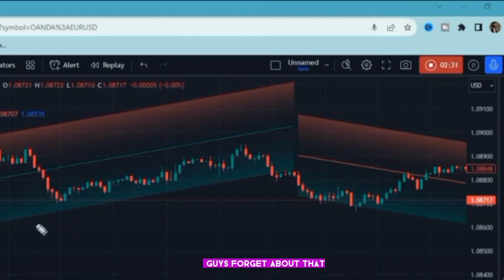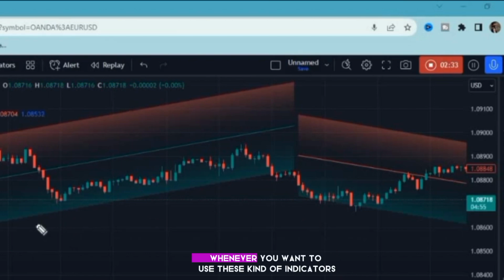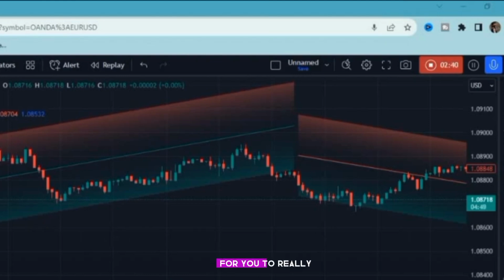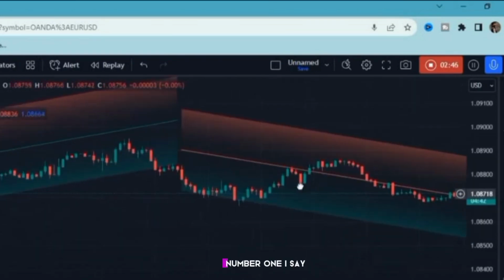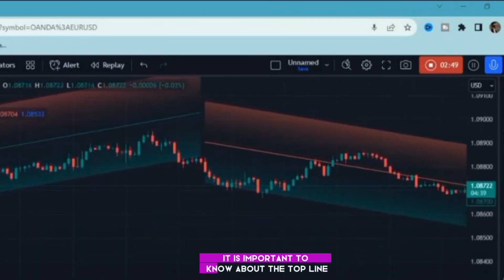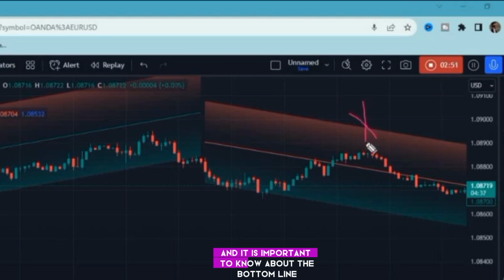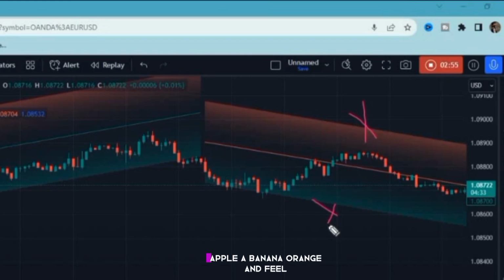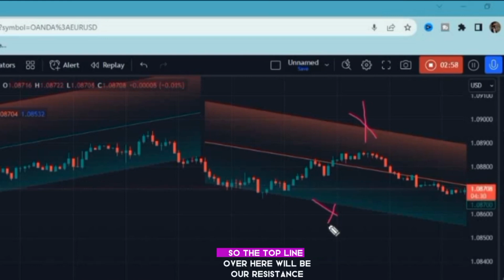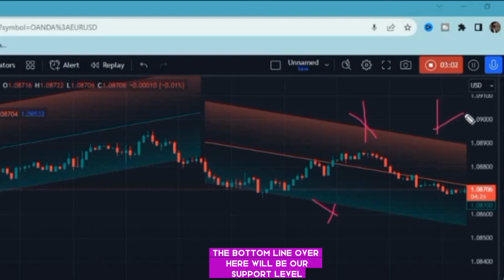So guys, forget about that. Don't keep that in mind whenever you want to use these kinds of indicators, because I'm telling you, you're going to lose your money. So instead, what can you really do to execute your trade? Number one, I say it is important to know about the top line, and it is important to know about the bottom line, and as I say that, most of you already know, I mean support and resistance levels. So the top line over here will be our resistance, the bottom line over here will be our support level.